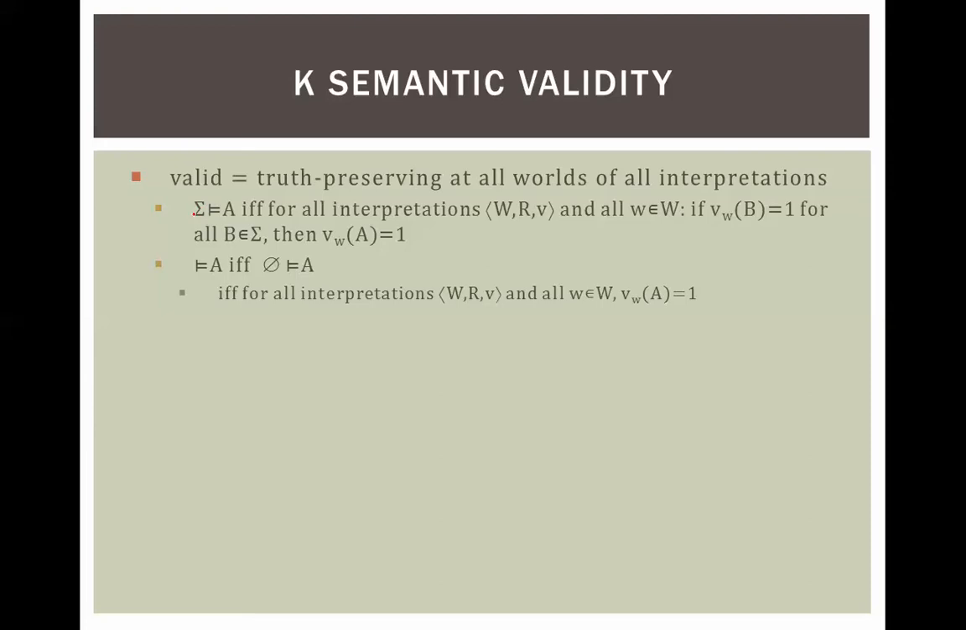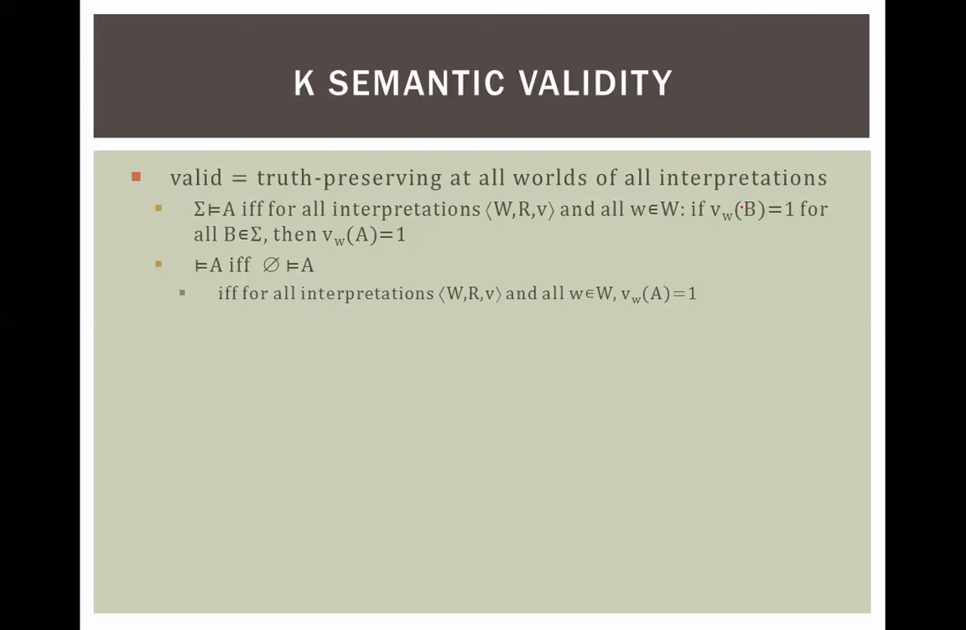These premises semantically entail the conclusion A if and only if, for all interpretations, all ways of giving the true and false values, and all worlds that are members of this W, if the truth value at all those worlds for all the formulae that are in sigma, so all the formulae that are in the premises, equals 1, then the truth value at all those worlds of A equals 1. All right, and the A is the conclusion.